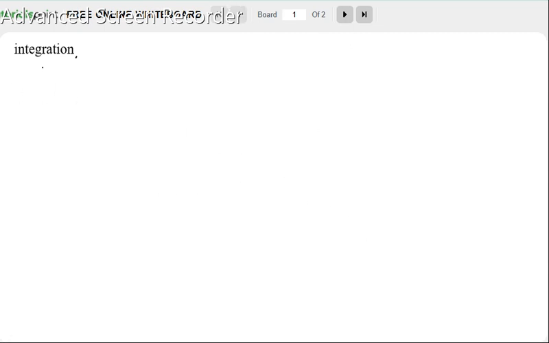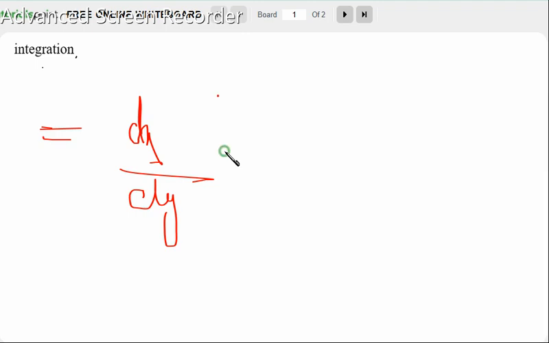So now, in a simpler way, what is integration? If you want a very clear definition, we can say that integration is just the opposite of derivatives.